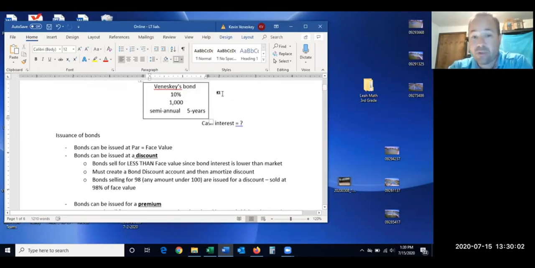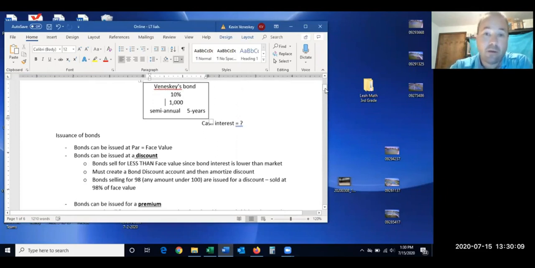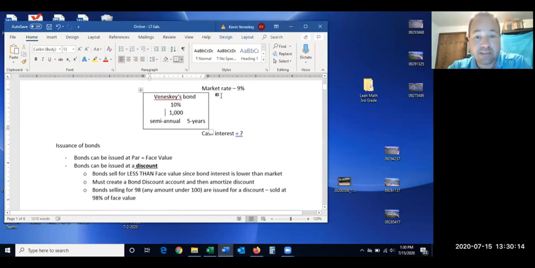So when these two differ, when the 10% stated is different than the market rate, bonds will sell for either a discount or a premium. In this situation, when the market normally is paying 9%, but mine's at 10%, I'm going to have, let's just pick a number, 50 people wanting to buy my bond. But I only have, let's say, one bond. So the market, the supply and demand, just like in economics, lots of people want my bond. So therefore, I can sell it for a premium.